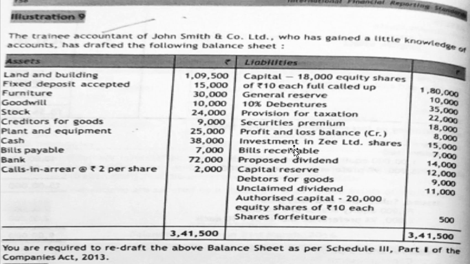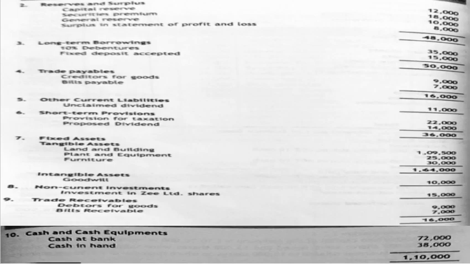Next we have capital reserve, which is 12,000, so 12,000 is also recorded. The surplus in statement of profit and loss in your question shows a credit balance. A credit balance indicates a profit which has been earned. So 8,000 is the profit earned. So the total reserves and surplus is 48,000.